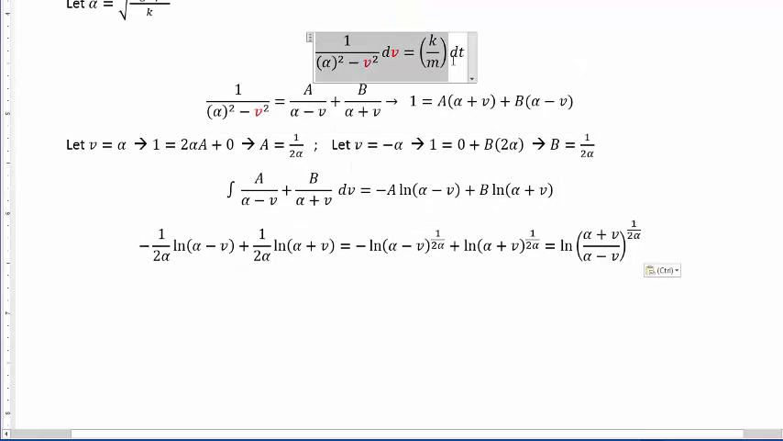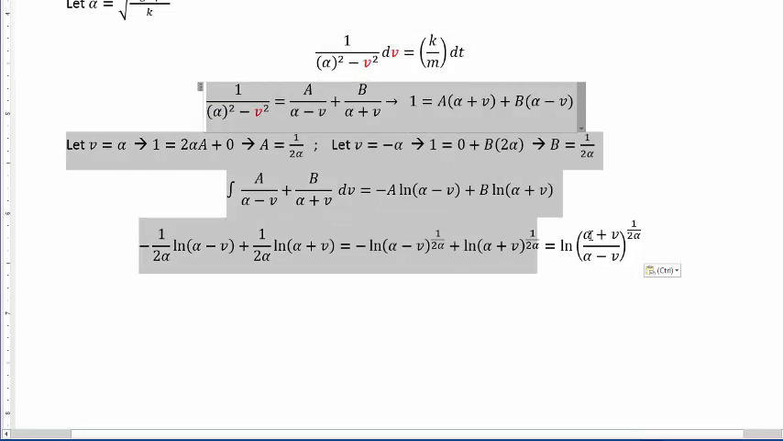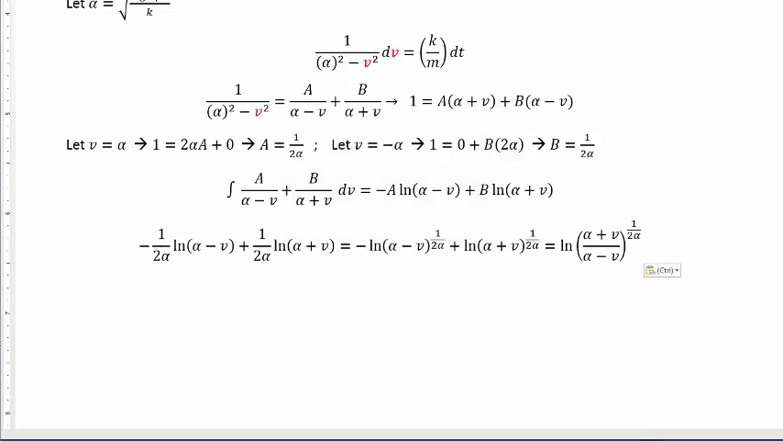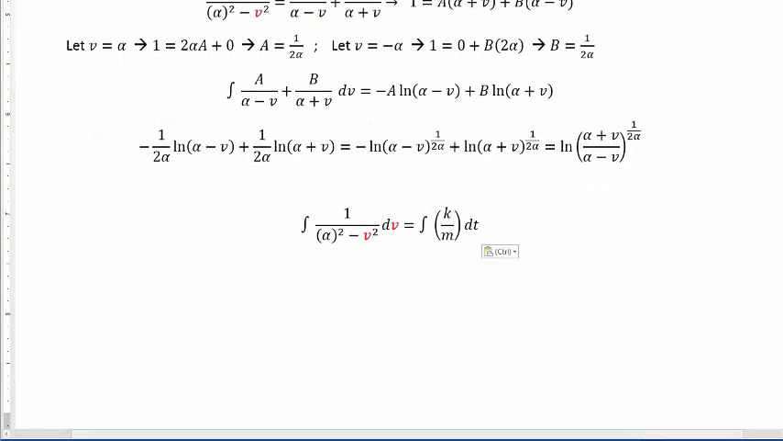So we actually took it from this pre-integrated portion, and we did the work to integrate the left-hand side. And the integral of the right-hand side is fairly simple. k over m is a constant. So when we're going to integrate that, we're just going to get k over m times t. And then here is our result. Now, if we're fine with this as an implicit function of v, then we can be done.